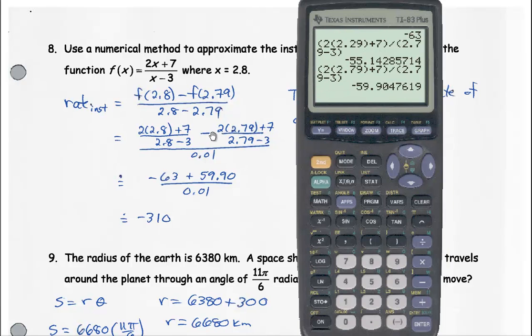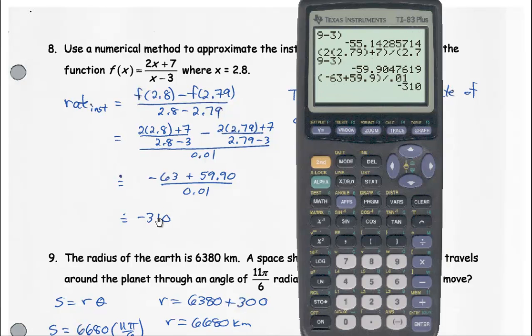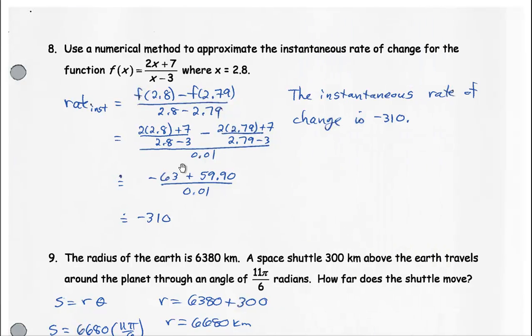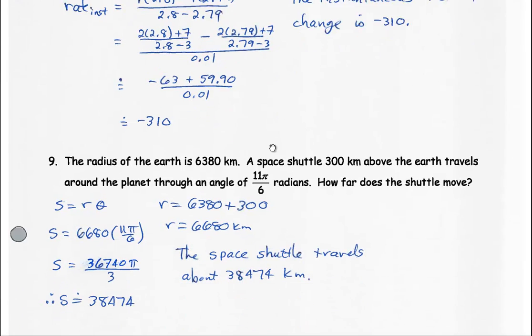Now, it's subtract negative 59.9, so that's the same as plus 59.9. So if we take negative 63 and add 59.9, and you want to keep a few decimal places, so don't round too quickly here, over, and the difference between the x values is 0.01. So that's where the negative 310 comes from. So that's the instantaneous rate of change at 2.8, or a very good approximation for it.